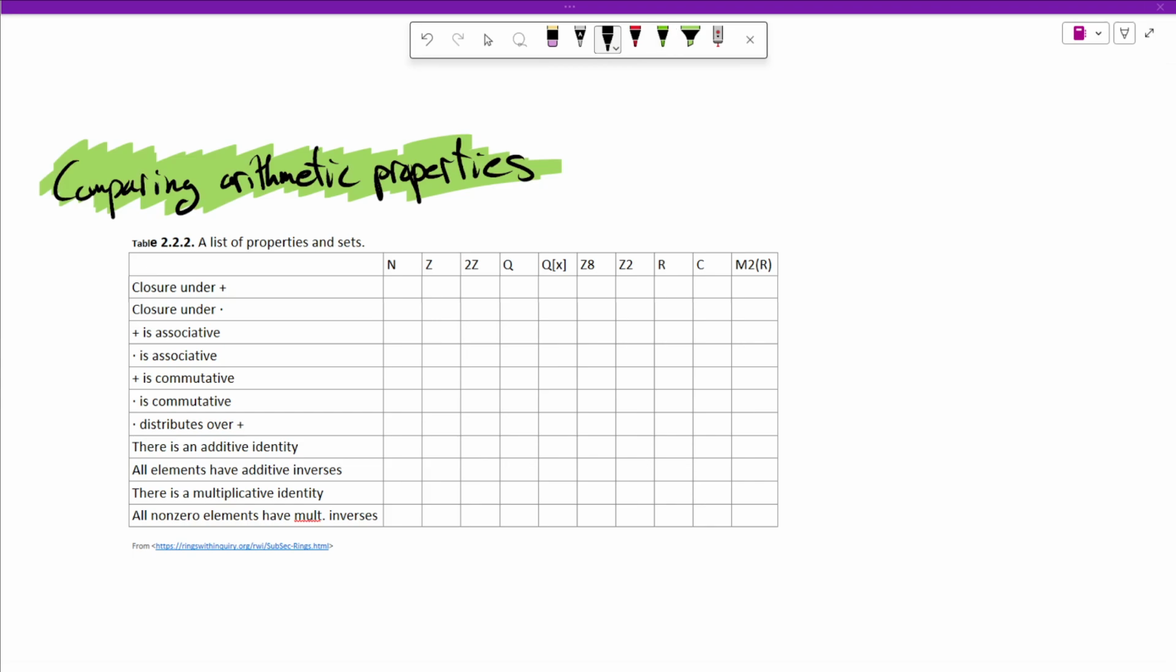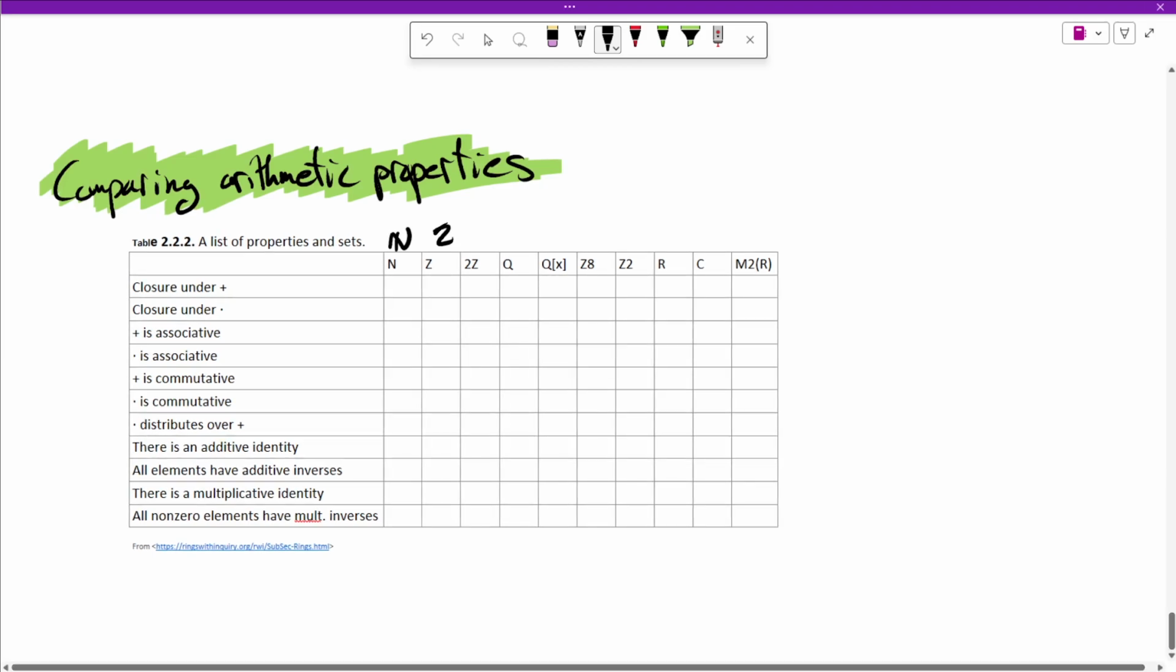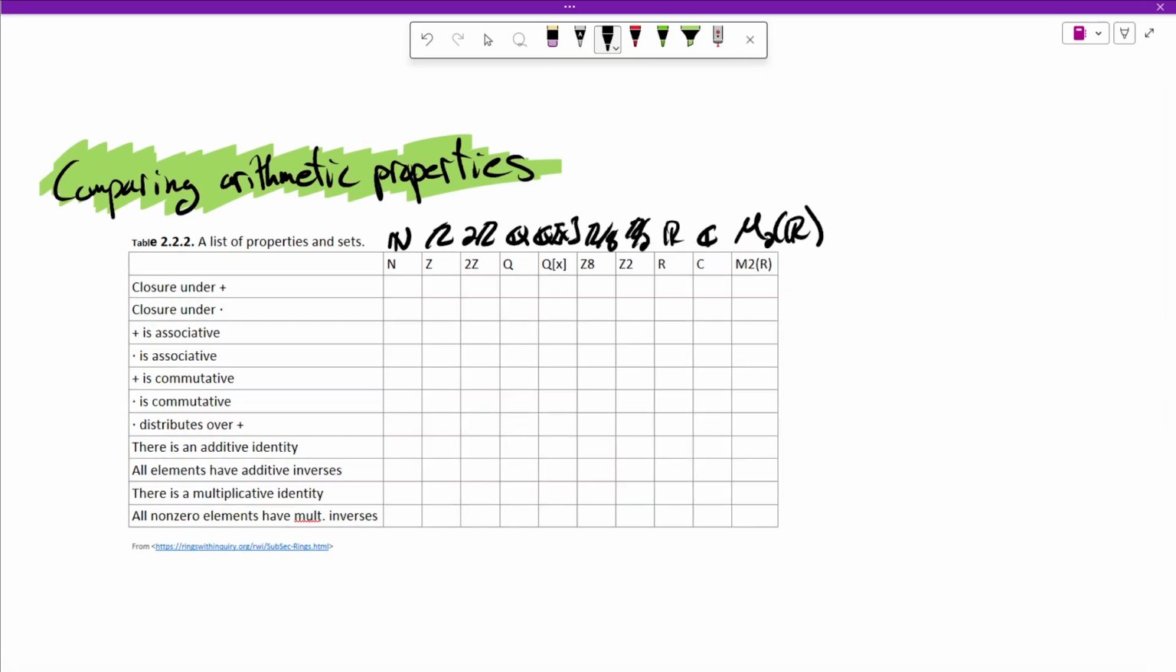Let me just be clear about what these sets are. That's N, that's Z, that's the even integers, that's the rational numbers, that's polynomials where we have rational coefficients instead of integral coefficients. That's Z mod 8, that's Z mod 2, that's R, that's C, and this is 2 by 2 matrices over R. So let's go through and check all the properties, and maybe let's go row-wise to see the difference.